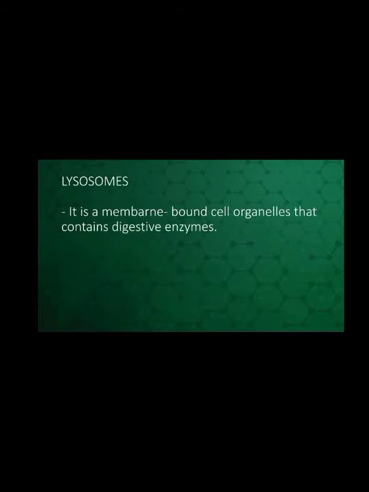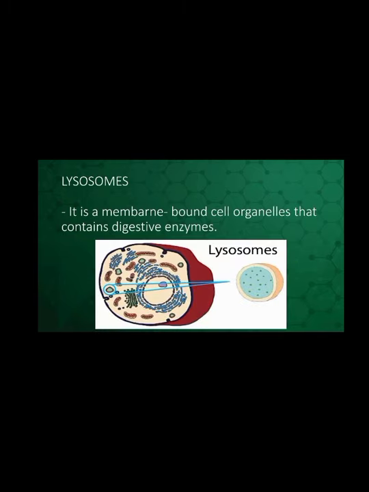The next one is the lysosomes. It is a membrane-bound cell organelle that contains digestive enzymes. Lysosomes are like trash cans because they get rid of unwanted things inside the cell, like trash cans are used to get rid of unwanted things inside our house. For instance, lysosomes degrade and recycle waste, and take part in cellular signaling and energy metabolism.